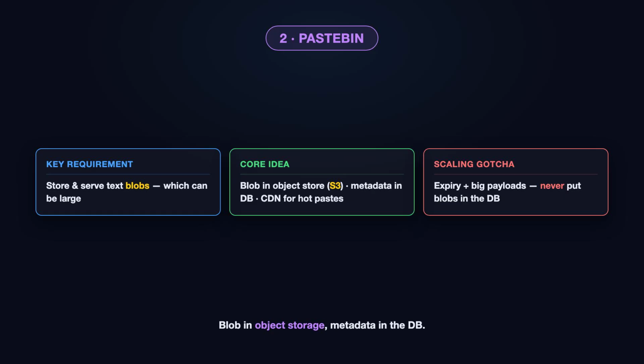The other half of this question is expiry. Pastes usually have a time to live, so you need a background cleanup job or a TTL to purge them. Blob in object storage, metadata in the database. Say that clearly and you sound like you have built this before.